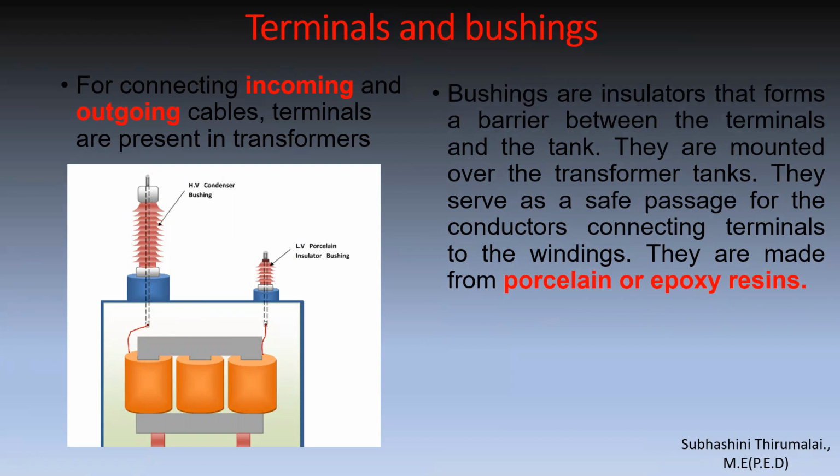They are mounted over the transformer tank. They serve as a safe passage for the conductor connecting the terminals to the winding. They are made up of porcelain or epoxy resin. So this is the material which is used for bushing.